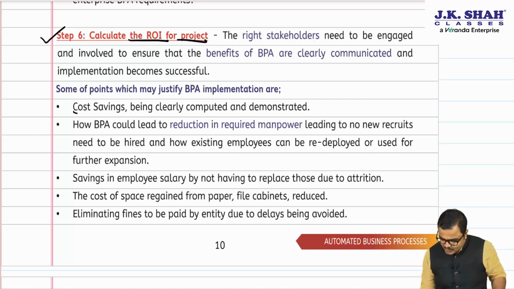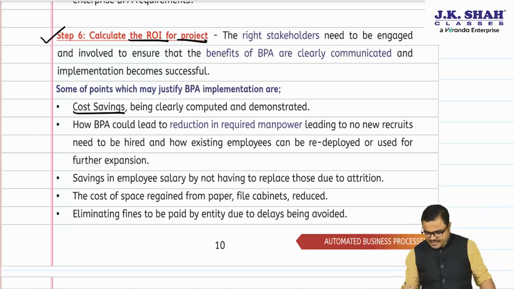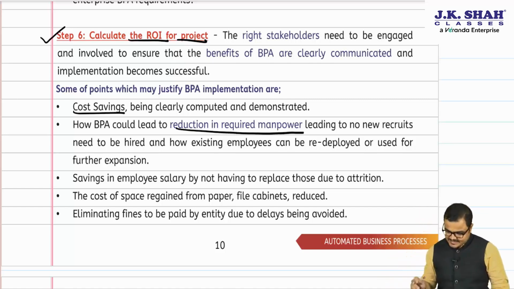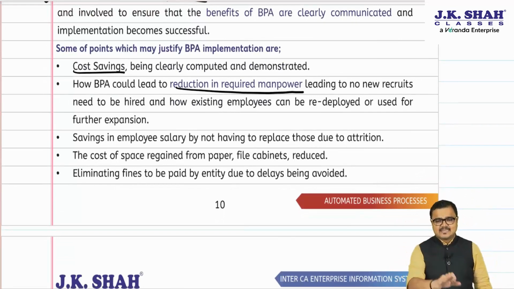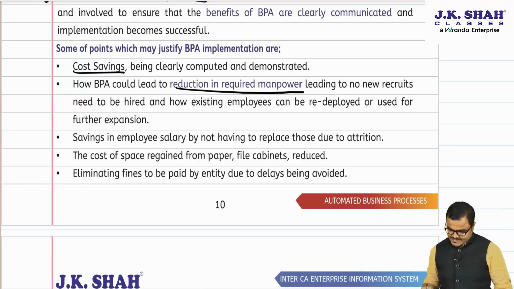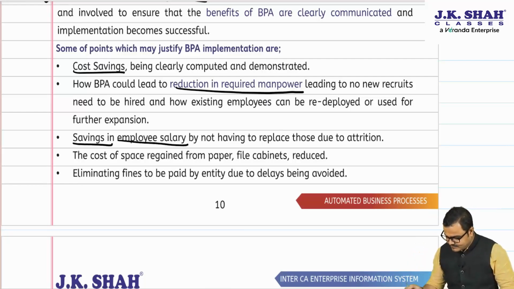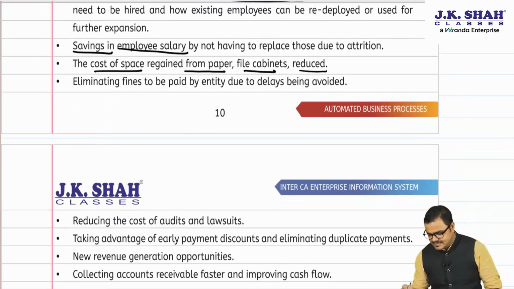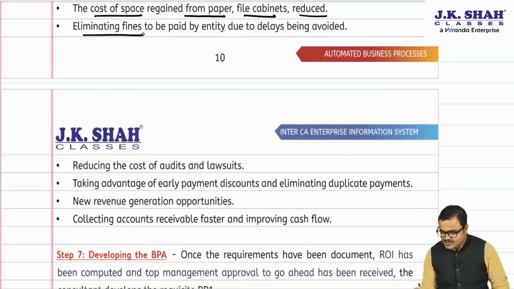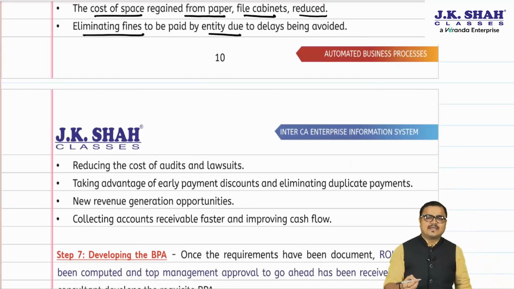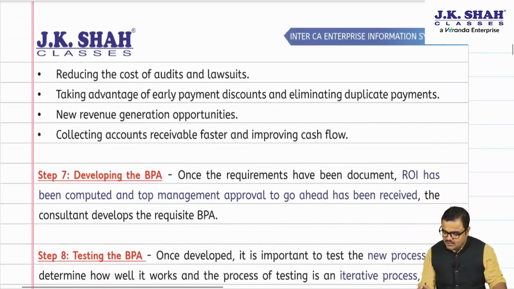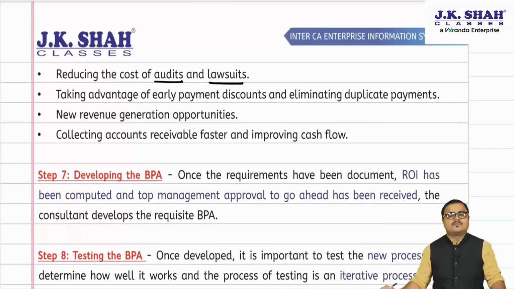Number 1, sir, cost saving. We had already discussed. Reduction in manpower, so automatically salary related cost will also go down. Yes sir, no recruitments are required. Existing employees can be used more perfectly in requisite departments. Yes sir. Savings in employee salary, 100%. Cost of space regained from paper, file cabinets, etc. Eliminate the fines to be paid, because the entity is making timely payment. Yes sir. Reducing the cost of audit as well as lawsuit.